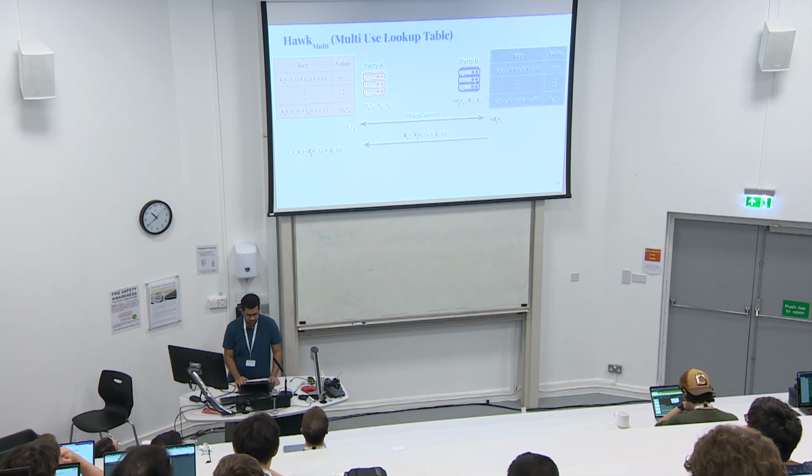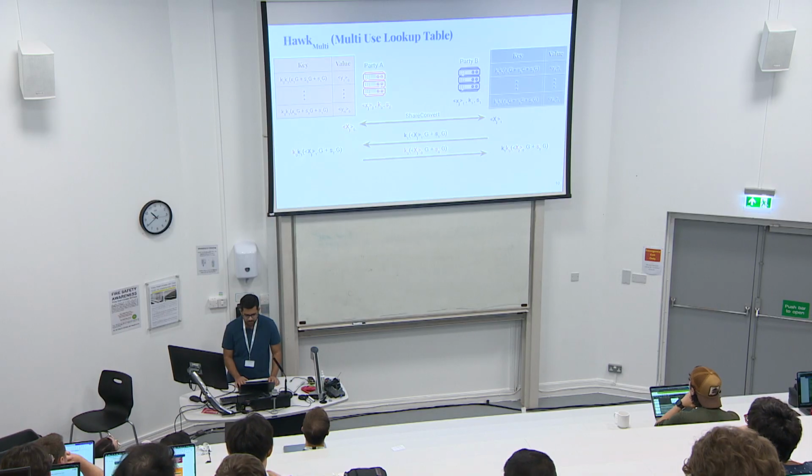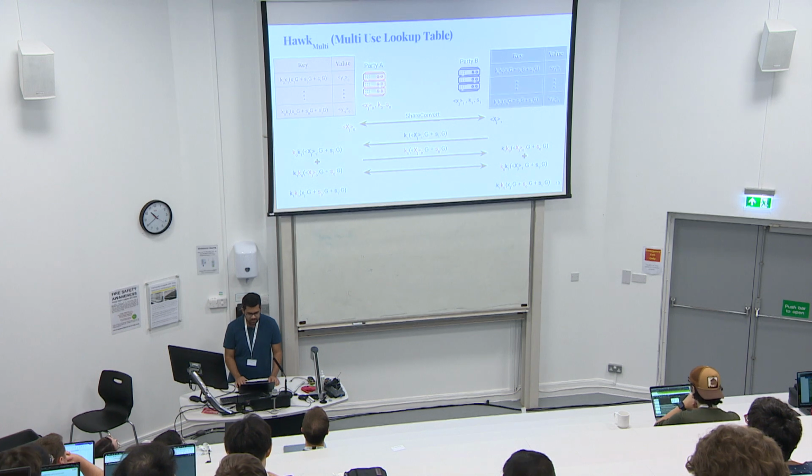Party A will multiply it with his key k0. Similarly, party A can send this term to party B, which party B can multiply with his key k1. After that, they can exchange these two terms with each other, and after adding these two terms, they can get the key to the lookup table. Using this key, they can get the shares of the output. So this is the overview of how multi-use lookup tables work.